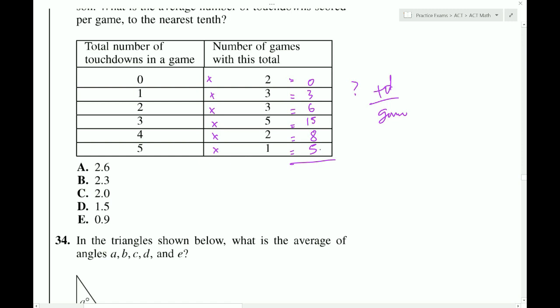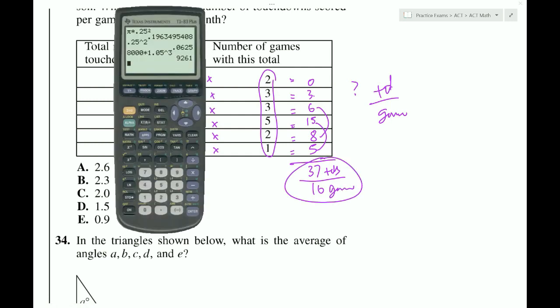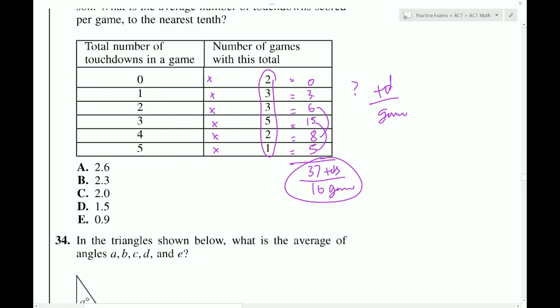So we total this up. You get 20, and 14 is 34, and 3 is 37 touchdowns altogether. How many games altogether do we have? We just sum up this column. 5, 8, 10, 16. So 37 touchdowns in 16 games. We do 37 over 16, and that gives 2.31.